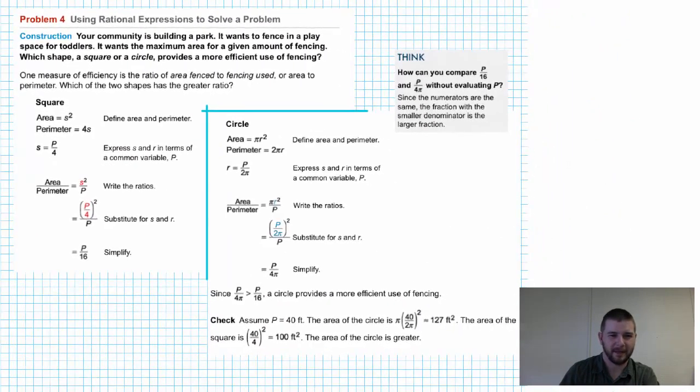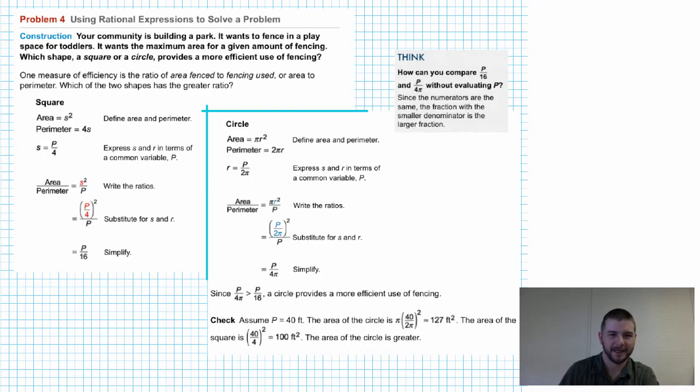Example problem number 4. Using some of this math to do real stuff. So here we go. That's not quite what it says, but close enough. Construction. Your community is building a park. It wants to fence in a play space for toddlers. They might crawl away. It wants the maximum area for a given amount of fencing, which would be the perimeter. Which shape, a square or a circle, provides more efficient use of the fencing?